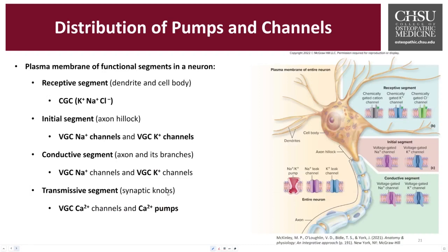The distribution of pumps and channels throughout the neuron. Some pumps and channels are located throughout the entire plasma membrane of a neuron, whereas some others are predominantly located in a segment of the neuron's plasma membrane.